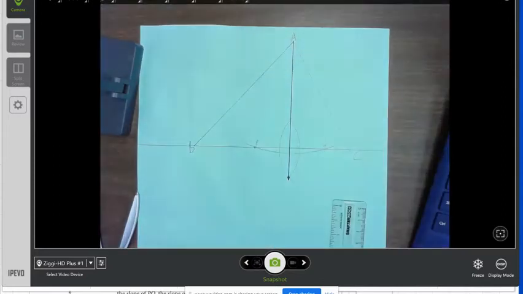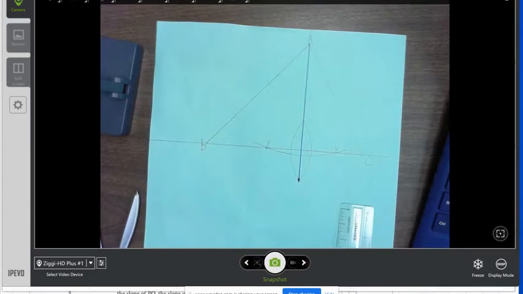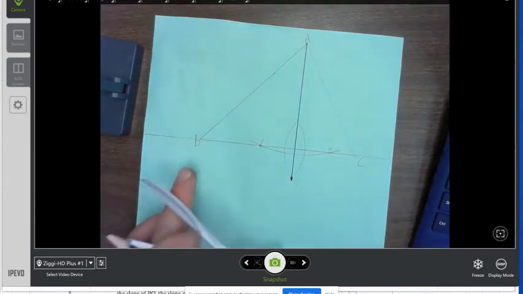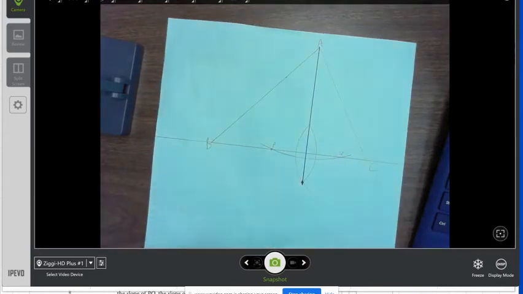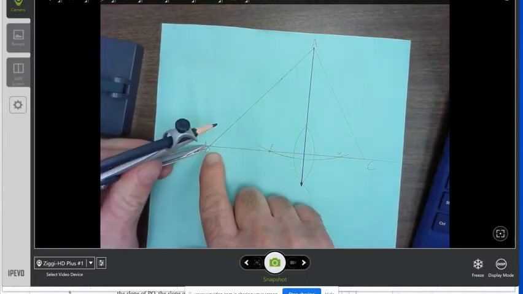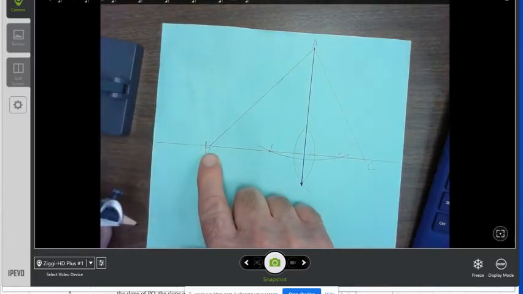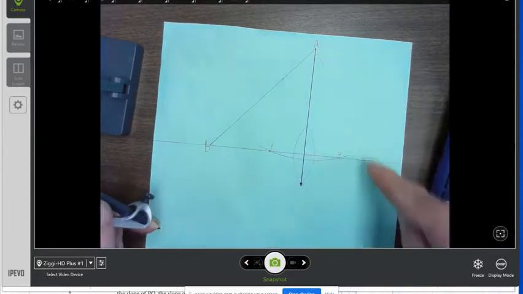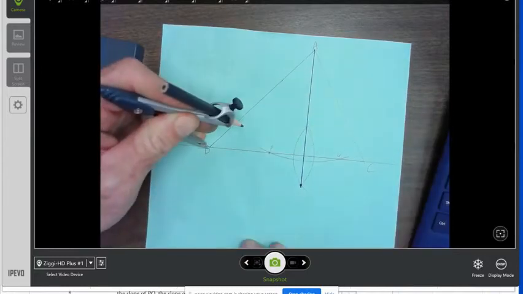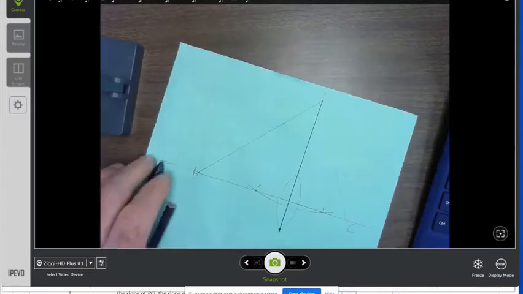Okay, so there's my altitude. Now I'm going to repeat that process for the other points. So now if I'm doing an altitude from point B, I need it to be perpendicular to AC. And so I'm going to open up my compass. First, I'm going to extend this side.